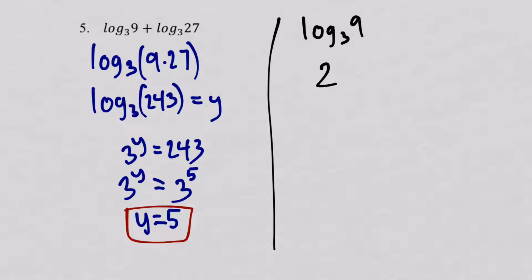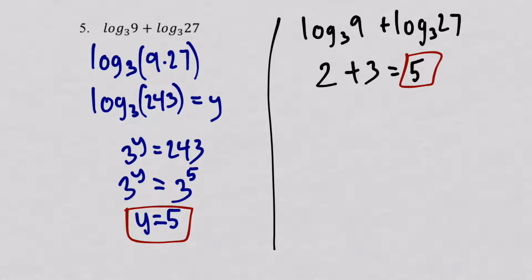You could do the same thing for the other one. Log base 3 of 27. I could do it because I notice that the base is 3 and 27 is a power of 3. That's 3 cubed, right? 3 to the what power is 27? 3. So plus 3. This whole thing right here is just 3. And therefore 2 plus 3 is 5 and I'm done. Same answer.